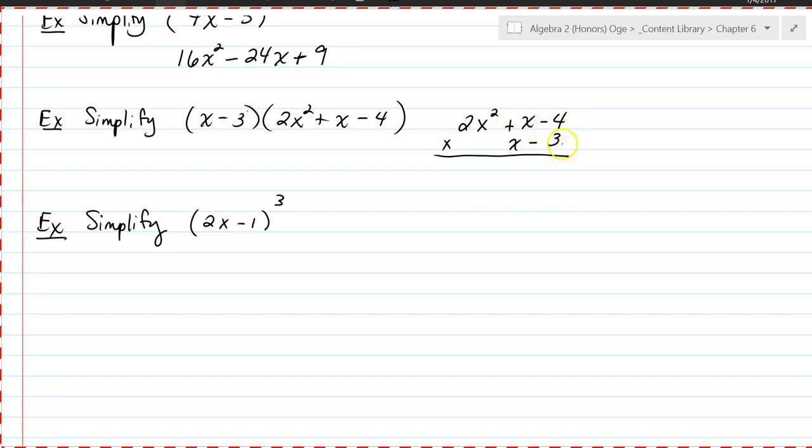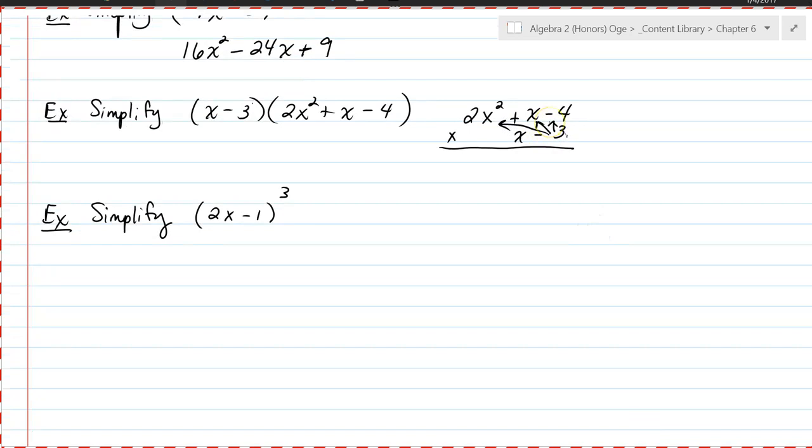So I'm going to multiply negative 3 times negative 4, times x, and then times 2x squared, and then I'm going to do the same thing with the x. So I'm going to say negative 3 times negative 4 is positive 12. And negative 3 times x is negative 3x. And negative 3 times 2x squared is negative 6x squared.